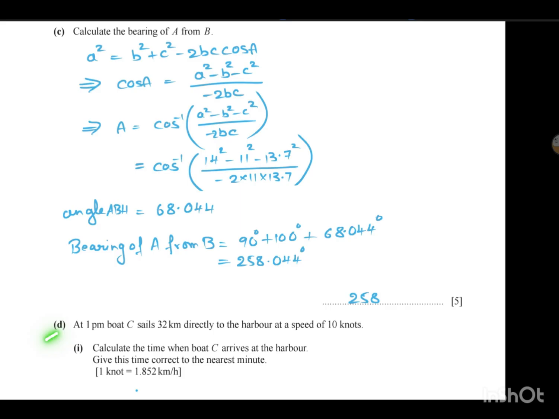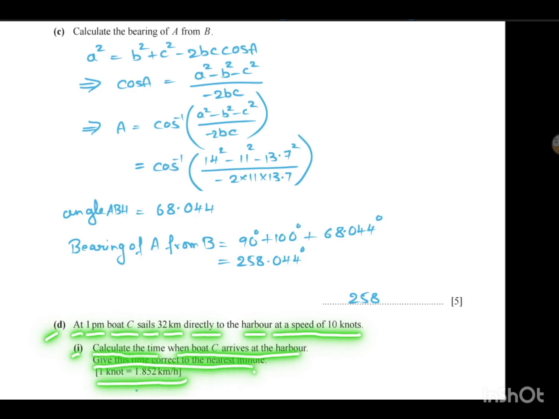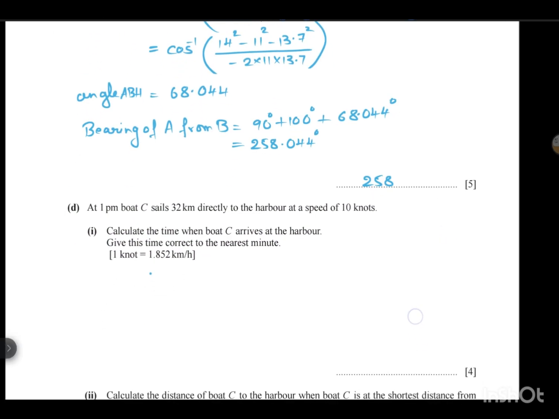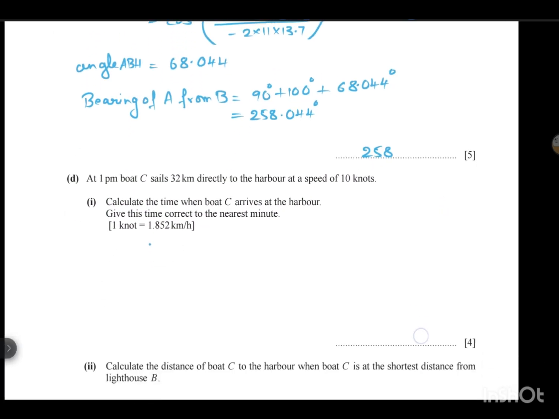Question number D. At 1 p.m. boat C sails 32 kilometers directly to the harbor at a speed of 10 knots. Question 1. Calculate the time when boat C arrives at the harbor. Give this time correct to the nearest minute, and 1 knot value is given to us. 1 knot is 1.852 kilometers per hour.